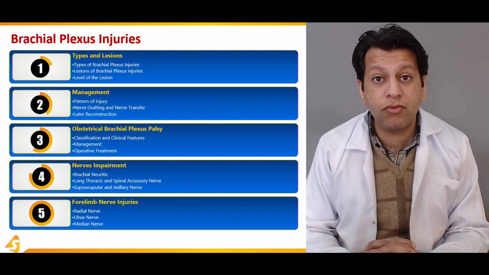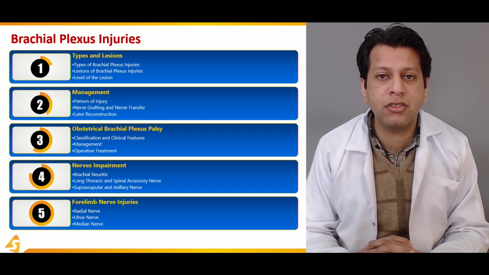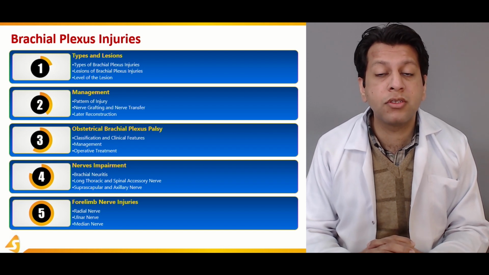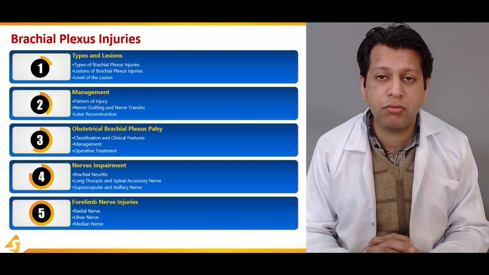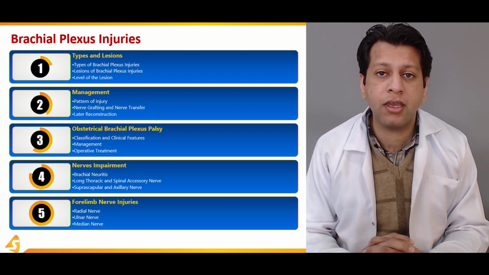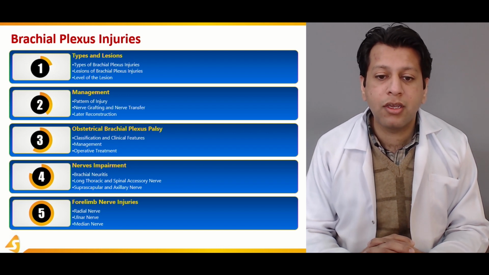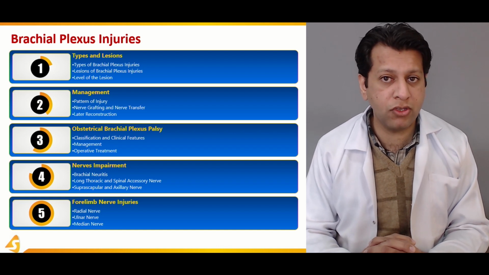In the third section, we'll briefly go through brachial plexus injuries in children, that is obstetric brachial plexus injuries, and we'll be going through the two conditions known as Erb's palsy and Klumpke's palsy. And we'll also be briefly going through their management as well as total brachial plexus injury in pediatric age groups. In the fourth and fifth sections, we'll be going through the peripheral nerve injuries.